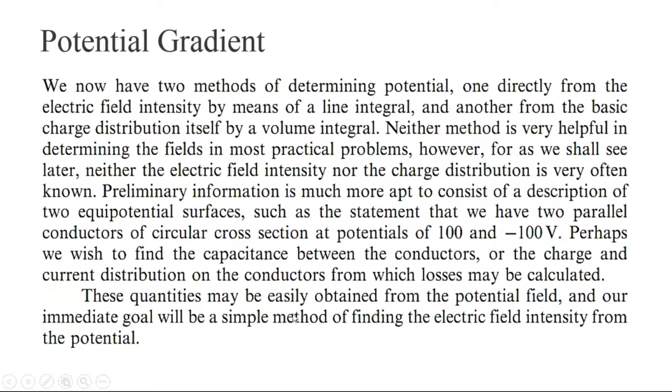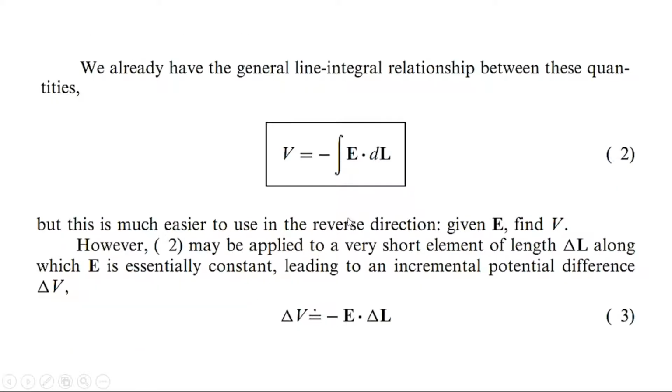So these quantities may be easily obtained from the potential field, and our immediate goal will be a simple method of finding the electric field intensity from the potential. So we have to turn this equation, we have to invert this equation. And how can we invert this equation or turn this equation?